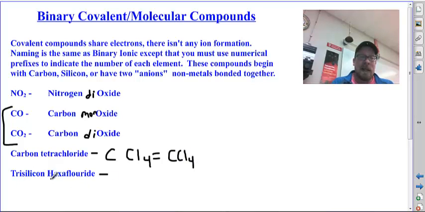Okay. Here I have silicon, and it tells me it's trisilicon, because again, I have to use the prefixes. The only time I can drop the prefix on the very first one is if it's mono. And here is hexafluoride. Fluoride is F. Hexa means 6. So that's all it is for binary molecular or binary covalent compounds.